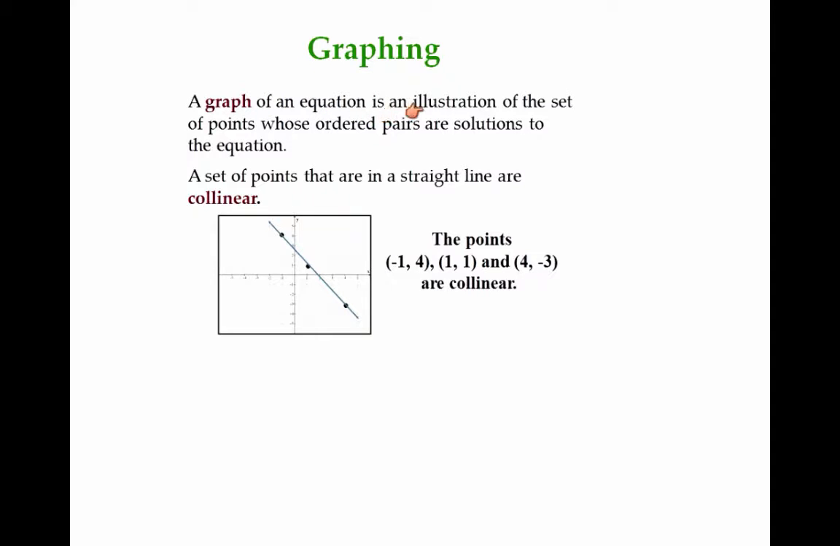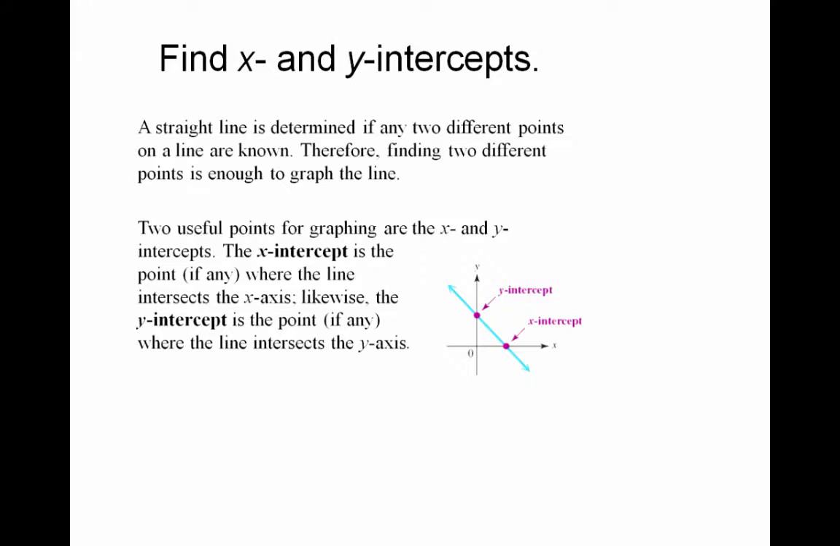Graphing an equation is an illustration of the set of points whose ordered pairs are solutions to the equation. Remember, we found some ordered pairs earlier. We can find a few of those and connect them together, and that would be the graph of the line. In this case, we have more than 2 points. You only need 2 points to connect them together, but all of these points are collinear, all on the same line. Another important point about the line would be the x and y intercepts.